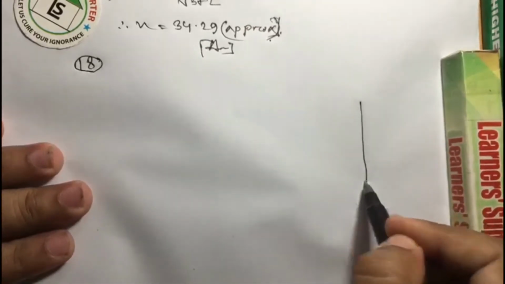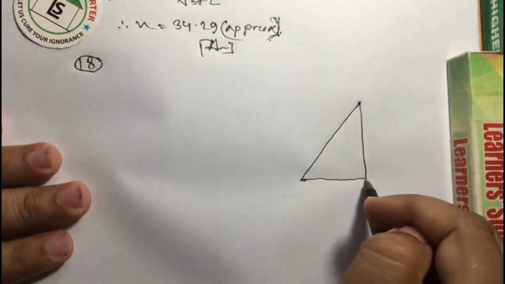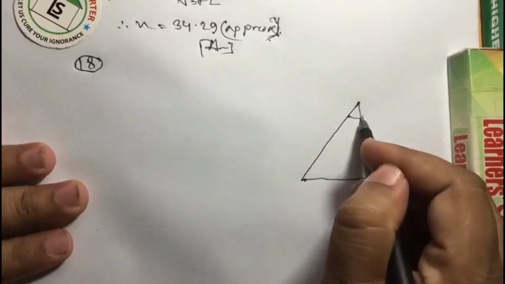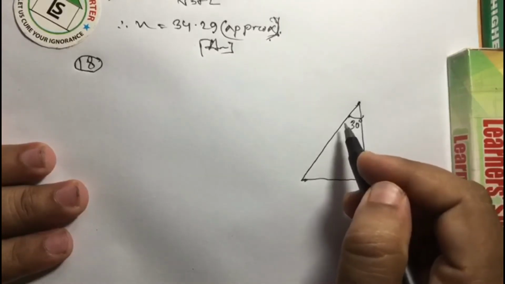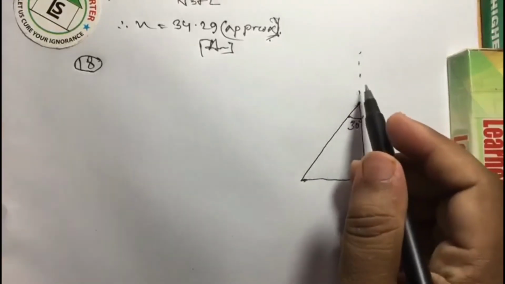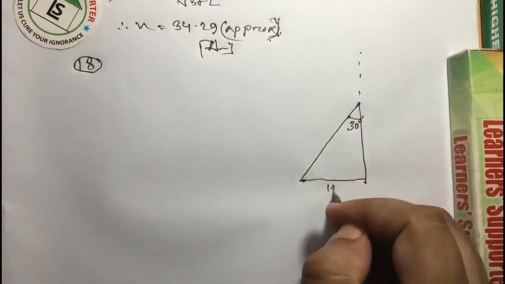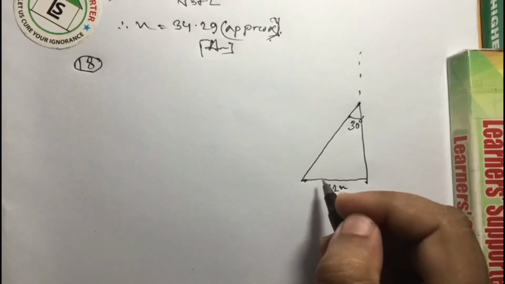A tree broken, and the broken part has made a 30 degree angle without complete separation. This broken part lies with the other part and touches the ground at a distance of 12 meter. Here, at 12 meter distance it has touched the ground. From it, find the length of the whole tree.